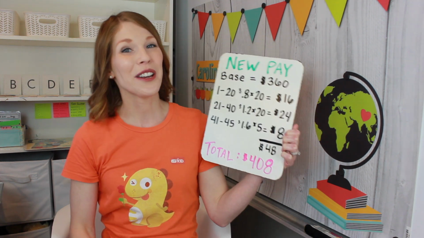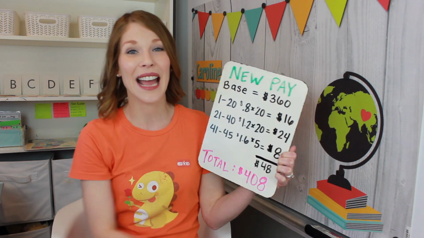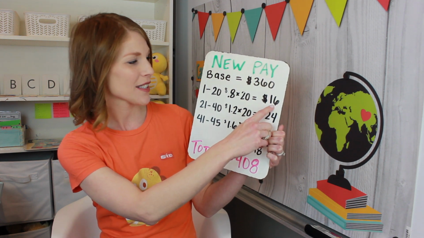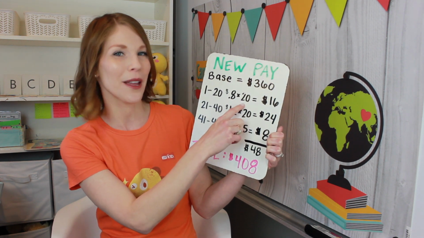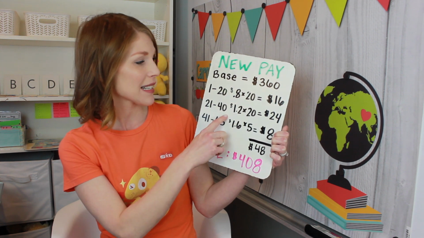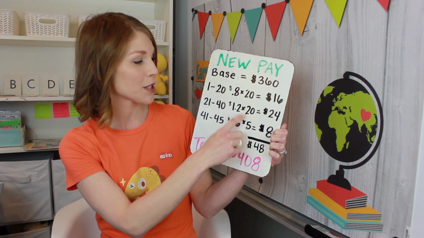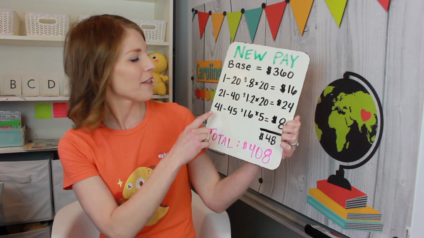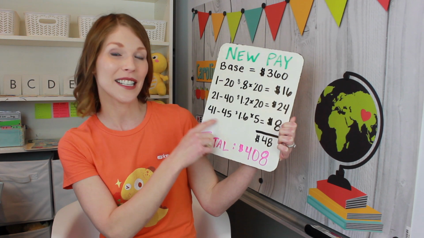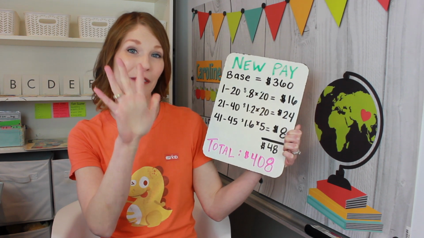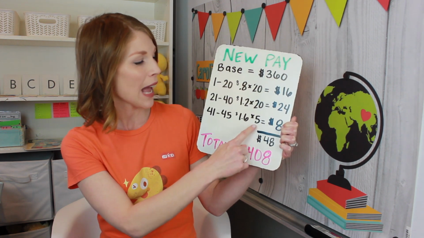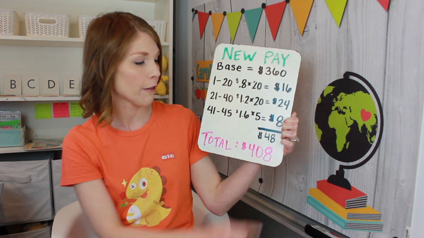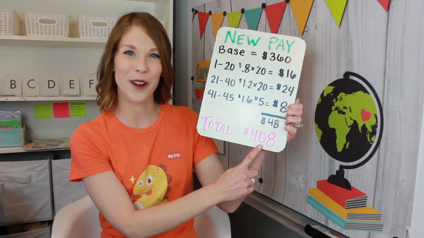Pretty simple. For the new pay, I still have the base pay, of course, and I am on tier 5. So for my first 20 classes, I make $16. I got that by multiplying 0.8 by those 20 classes. For the next set of 20 classes, I multiply 20 by 1.2, according to the chart, for $24. And finally, those last few little classes that I teach, 41, 42, 43, 44, and 45, just those extra 5 classes, I multiply 5 by 1.6 for a total of $8. So my incentives are $48, making a total of $408.